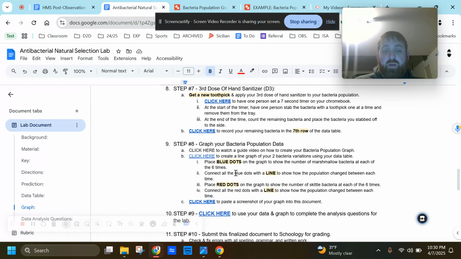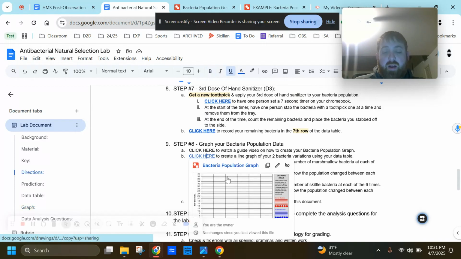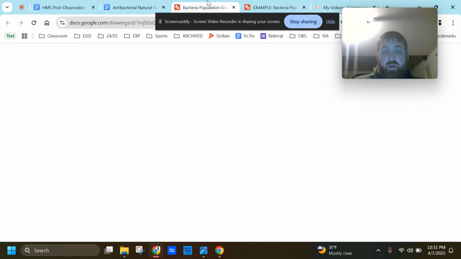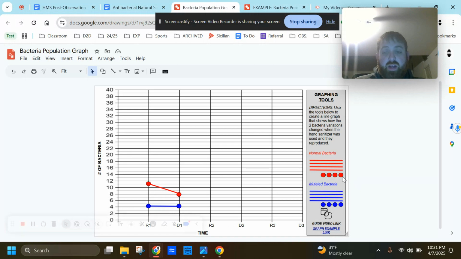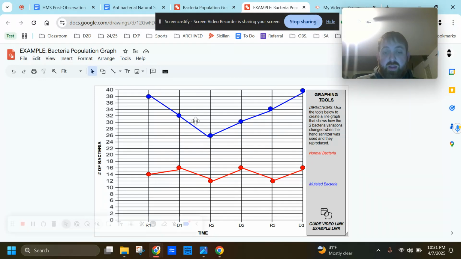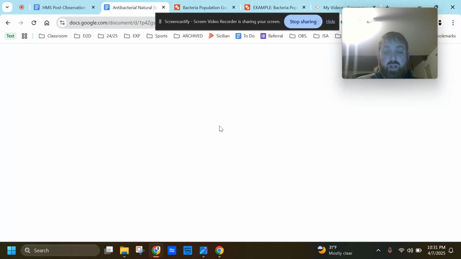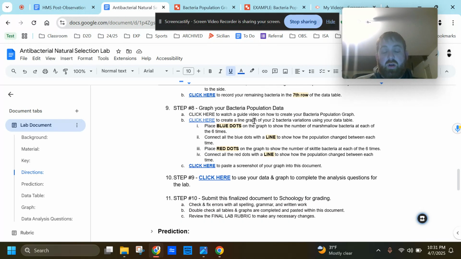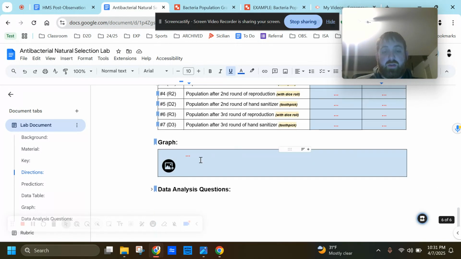Hopefully we feel confident that we understand how to navigate our graph. Hopefully we feel confident in understanding how we're adding dots and lines to create our line graph for our 2 variants. Hopefully we feel confident that we'll be screenshotting our final product to put into the graphing section here in our overall document. There's the graphing section there.